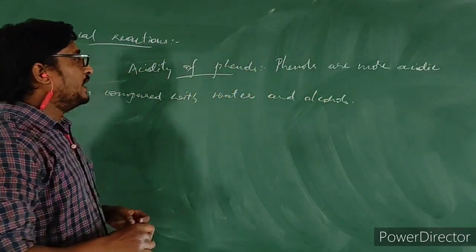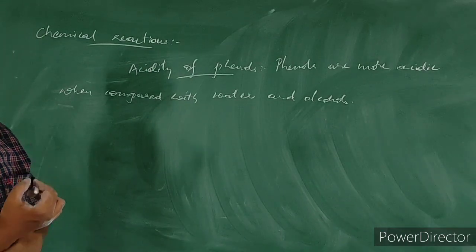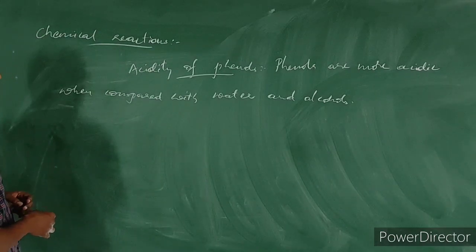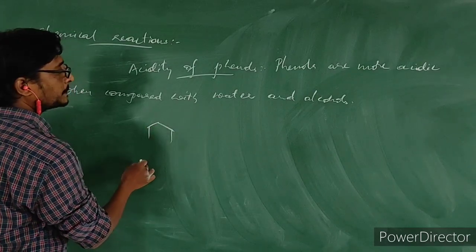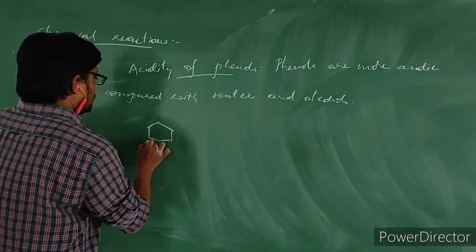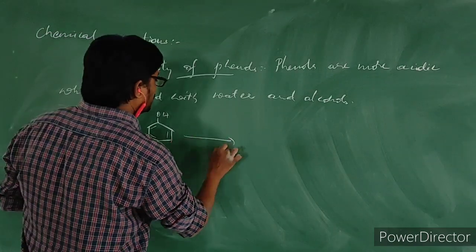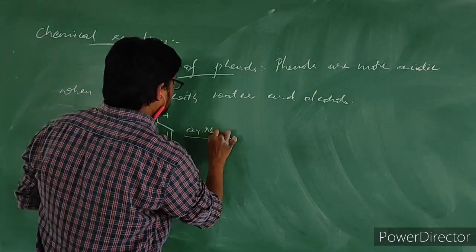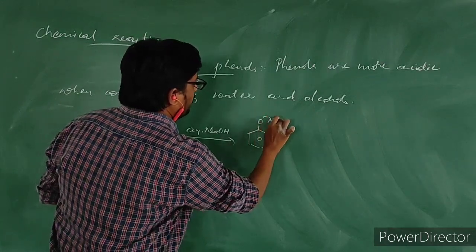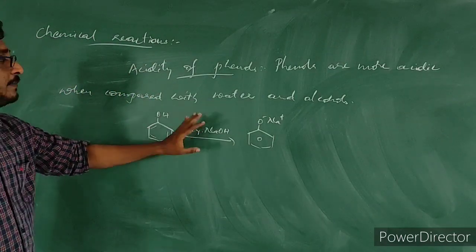Let us see why phenols are more acidic when compared with water and alcohols. For example, let us consider a phenol in this way. When we react it with aqueous sodium hydroxide, it forms sodium phenoxide. From this you can understand phenols are more acidic when compared with water.